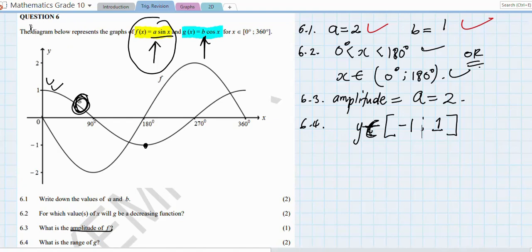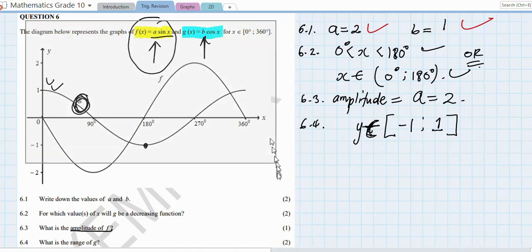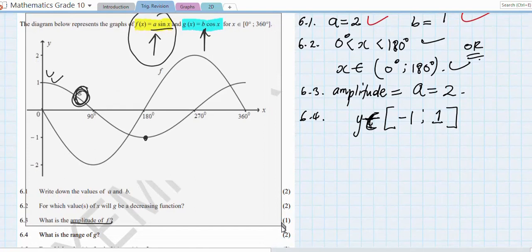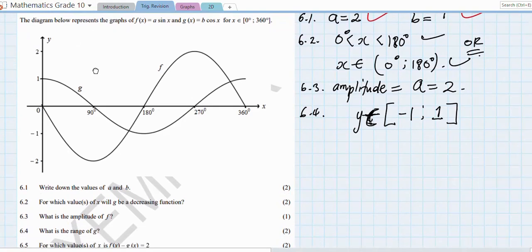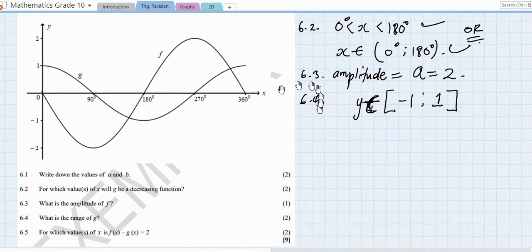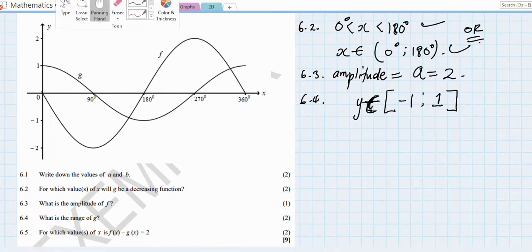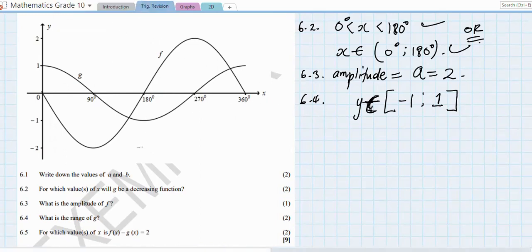And then after that, we have the following. Let me remove this. So 6.5. Let me quickly go to 6.5 so that you see it. There. So 6.5 says, for which values of x will the graph of f, when you subtract the graph of g from it, you must get 2. Now, this one probably needs some highlighting. Let me highlight one of them so that you see what we are talking about.